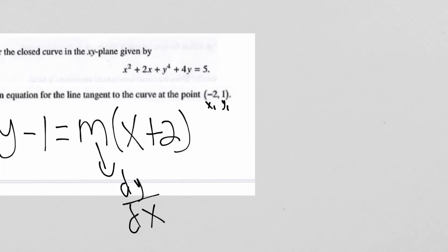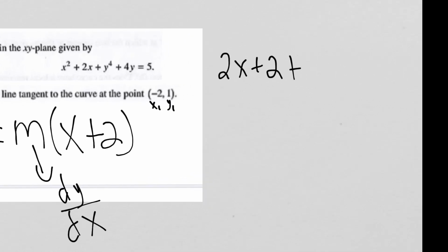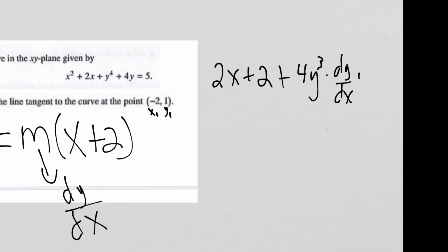So what we need to do is implicitly differentiate this curve. We have the derivative of x squared is 2x, plus the derivative of 2x is just 2, plus the derivative of y to the fourth is going to be 4y cubed times the derivative of y with respect to x, dy/dx, plus 4 dy/dx, and that's going to be equal to 0 because the derivative of 5 is 0.